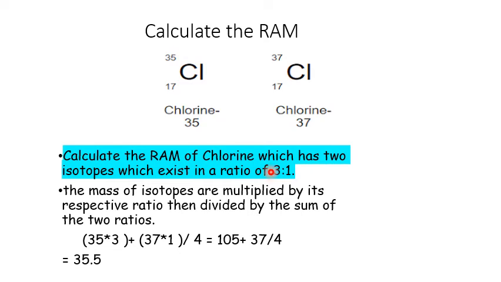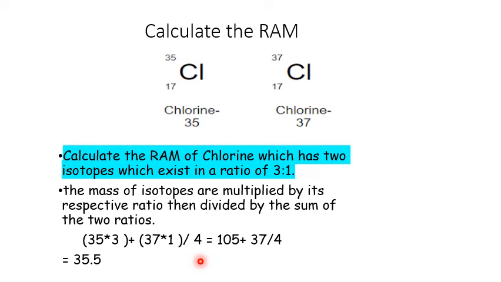by its respective ratio, which is 3. Then we're going to add that to the mass of the second chlorine multiplied by its respective ratio. And then afterwards we're going to divide by the sum of the ratio. Here we have 3 plus 1 is 4, so I'm going to be dividing by 4. Put this in your calculator and you should be getting a number.